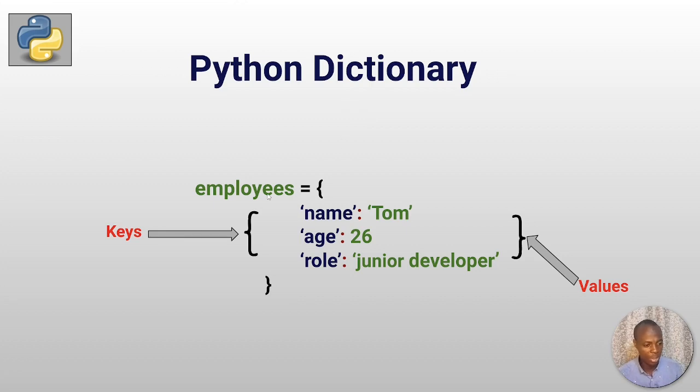This is a Python dictionary. Let's say we want to store some details of some employees. Here we have employees, with name Tom, age 26, and role junior developer. The data on the left hand side are the keys, and on the right hand side we have the values. Let's quickly go straight to the IDE and see how this works.